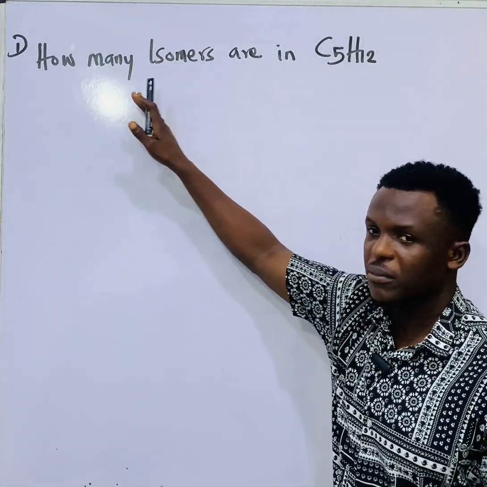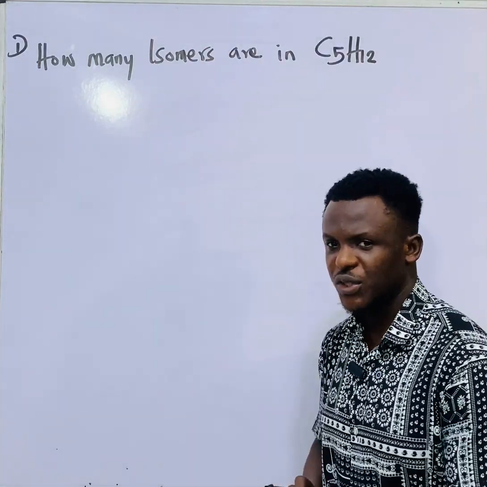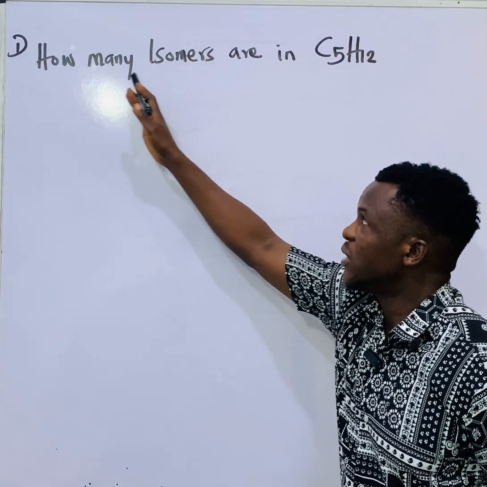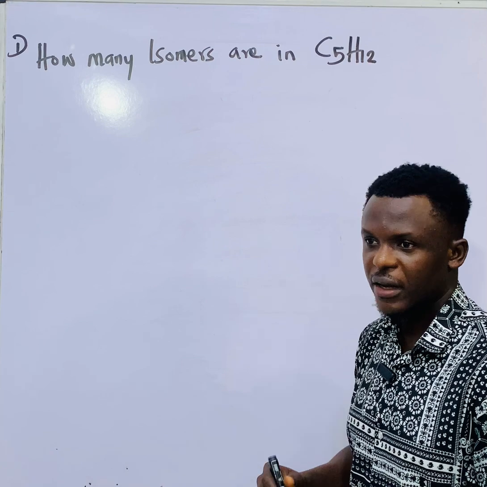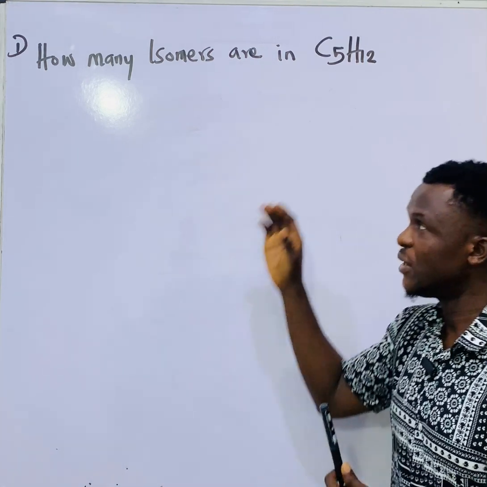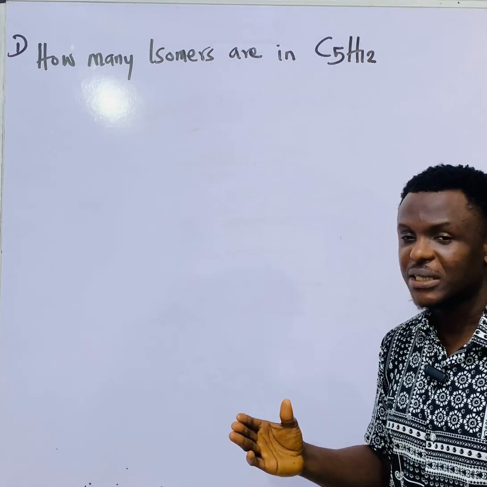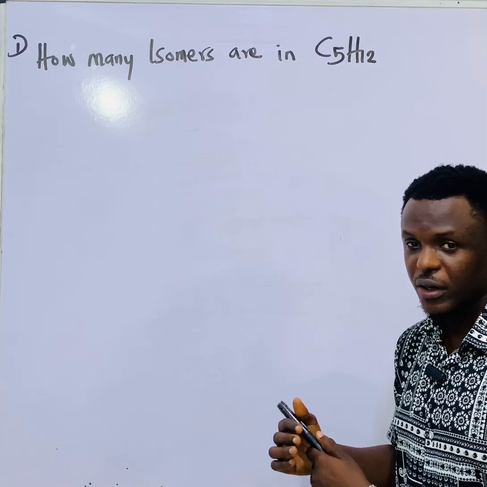Okay, welcome guys. Let's take a look at this question. It said, how many isomers are in C5H12? First thing you need to know is that isomers are compounds with the same molecular formula but different structures.